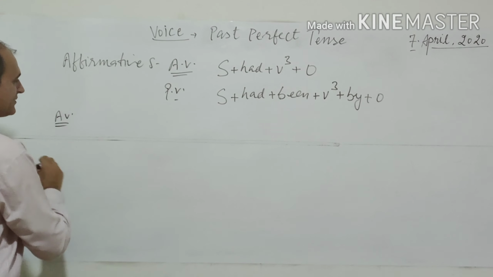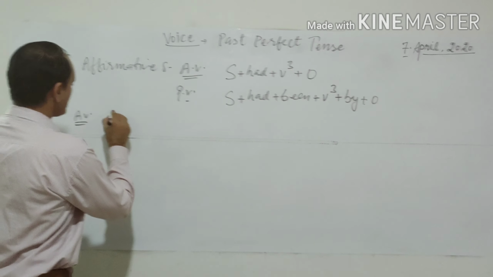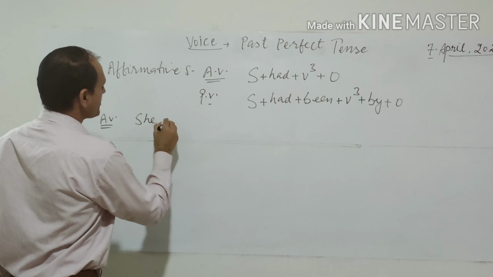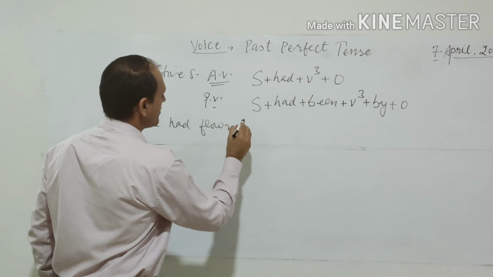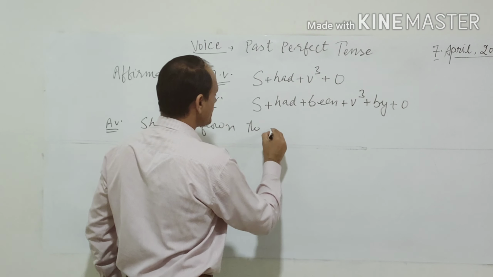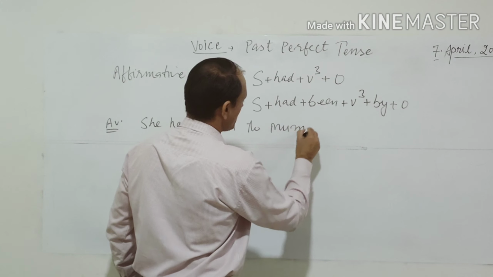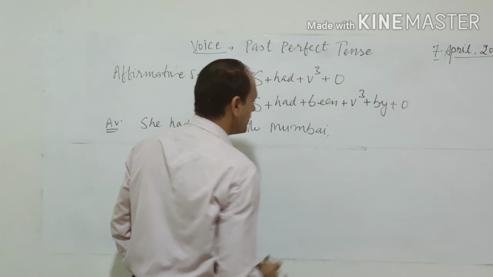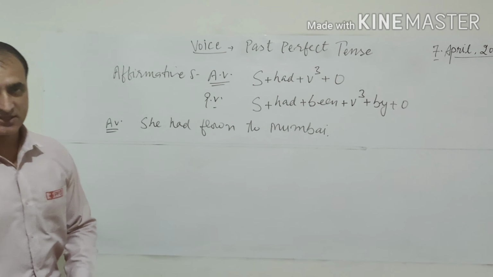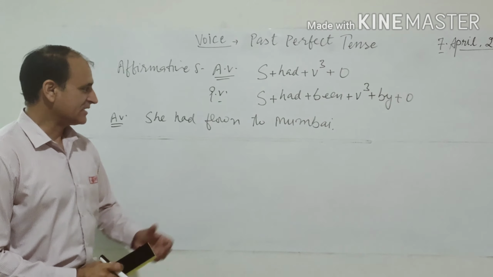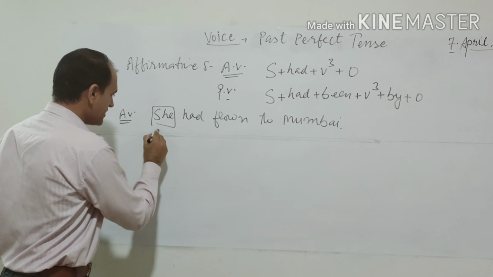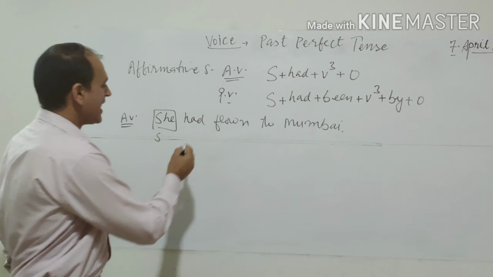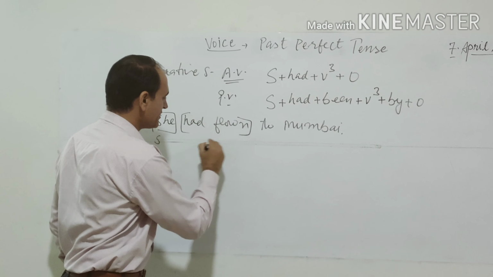So let's take now one sentence. Active voice: She had flown to Mumbai. This is the sentence. So what is the subject over here? We are talking about she. So she is our subject. Had flown, this is the verb section.